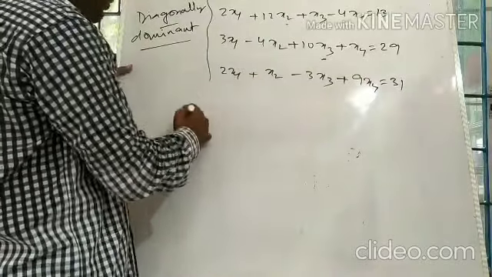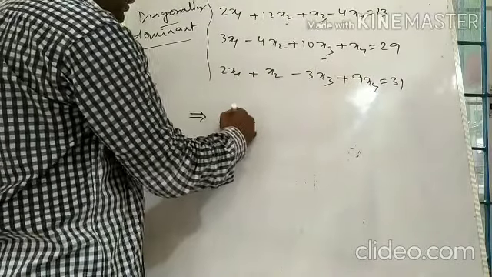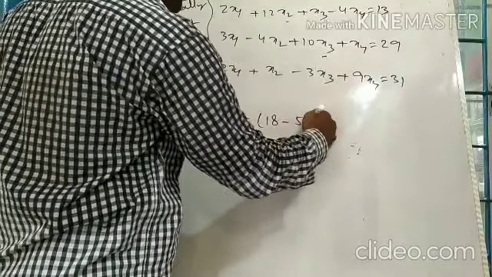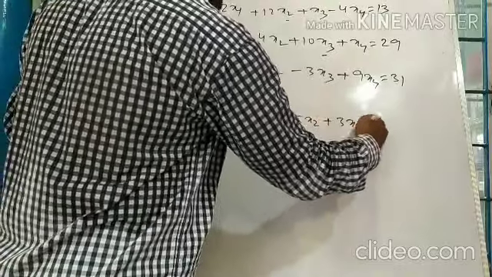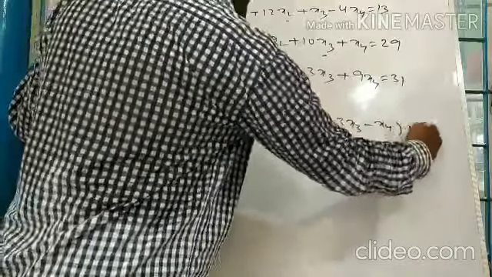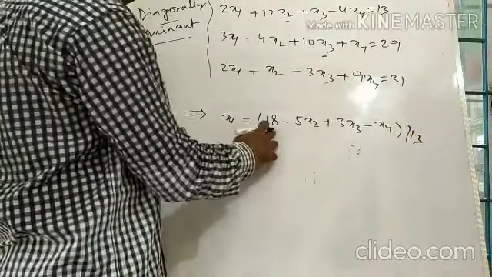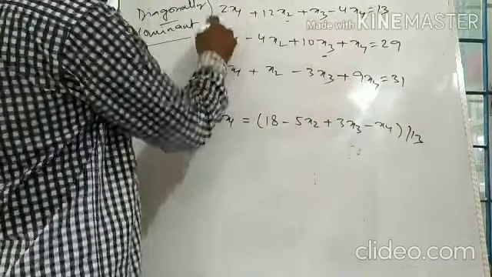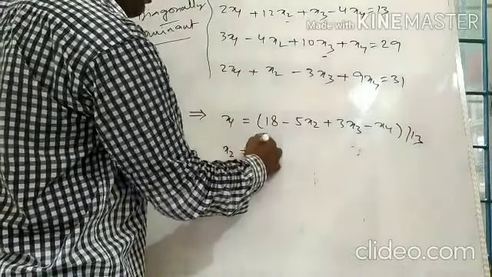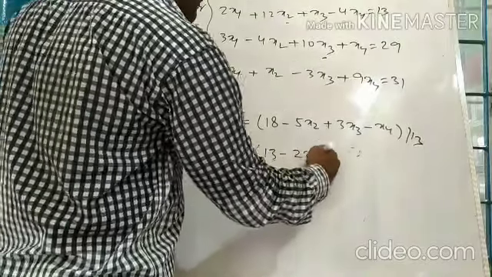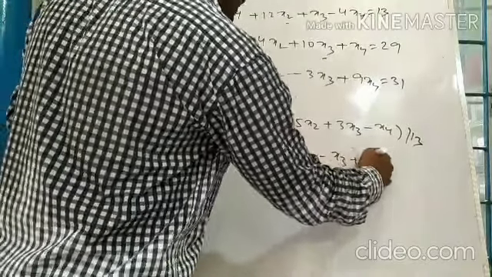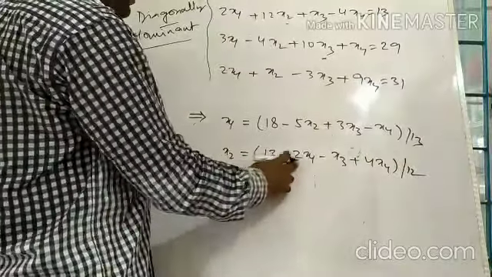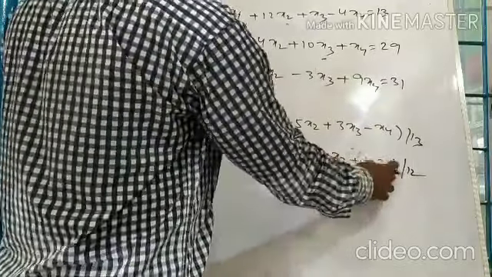So calculate x1 from the first equation. x1 equals 18 minus 5x2 plus 3x3 minus x4, divided by 13. Calculate x2 from the second equation. x2 equals 13 minus 2x1 minus x3 plus 4x4, divided by 12.